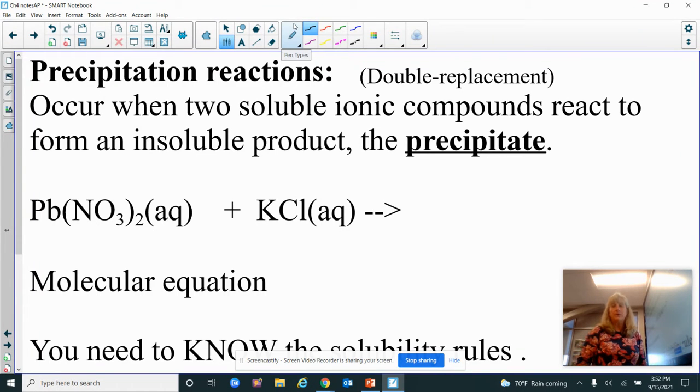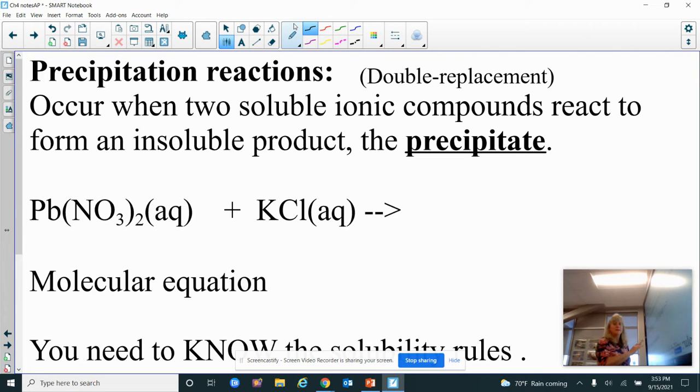All right, well, today we want to talk about double replacement reactions, precipitation reactions, as well as acid base double replacement reactions. So, first of all, when you have a precipitation reaction, you'll have two soluble ionic compounds that are reacting. And then you're going to get a product that is insoluble, which is called the precipitate. So, the first thing you do, you have your two reactants.